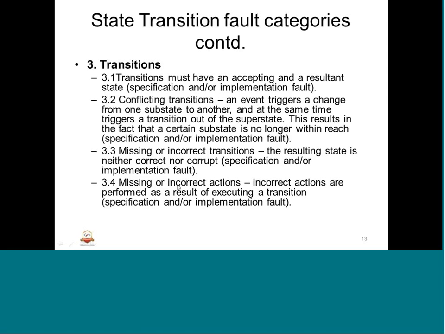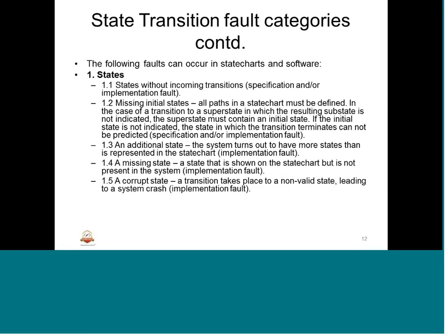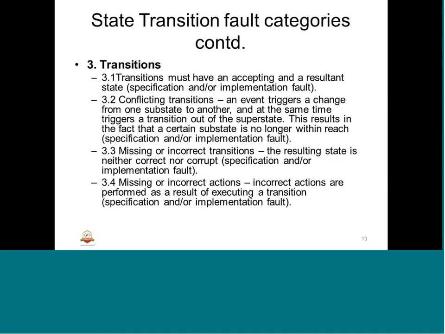The other one is missing or incorrect actions. We know that different actions are there due to which the transition will occur. So the action could be missing, or the actions are improper. Incorrect actions are performed as a result of executing a transition, a specification issue or an implementation issue. So all this could be because of the specification, or it's an implementation problem also. So transitions and states, these two are very important in terms of testing embedded systems where states are implemented.